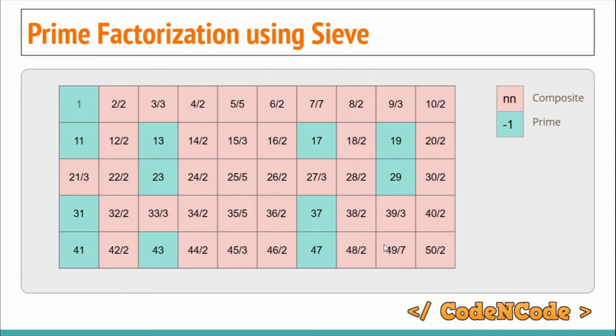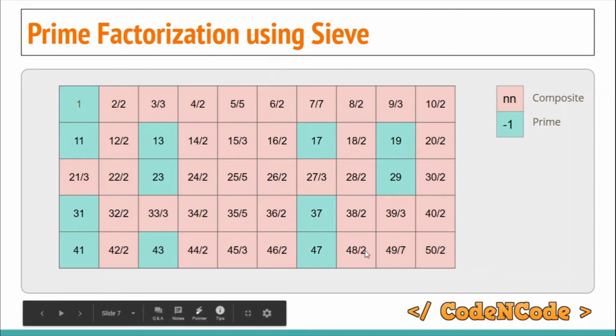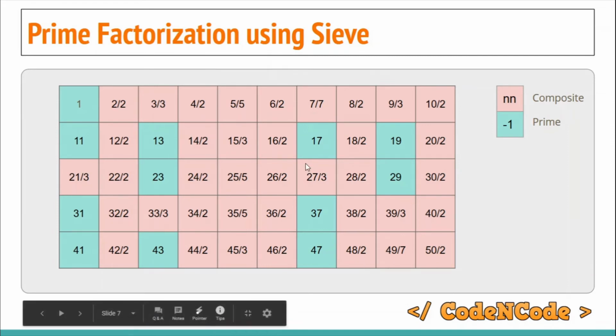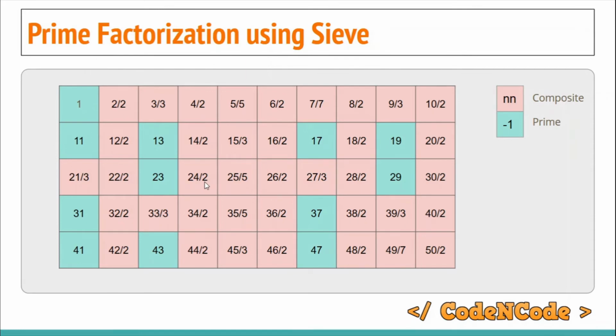Now take another example, 48. At index 48 we have 2, so we would print 2, and 48 would be replaced by 48 divided by 2, that is 24. We go to 24, print 2 again and replace 24 by 12. At 12 we have 2, so we print 2 and replace it with 6. We go to 6 and print 2 again, then replace 6 by 3. We go to 3 and print 3, and then 3 divided by 3 becomes 1, and as soon as n becomes 1, we come out of the loop.